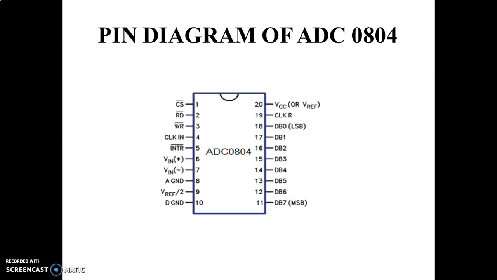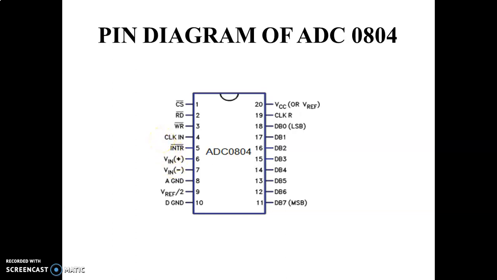Whereas the next one, the write pin, is also an input pin and it is active low, which is used to initiate the ADC to start the conversion process. When chip select is equal to 0, the write pin makes a low to high transition. Then the ADC starts the conversion process. Then clock in. This is an input pin that is connected to an external clock source. Then interrupt. This is an output pin and it is active low. When the conversion is over, this pin goes low.